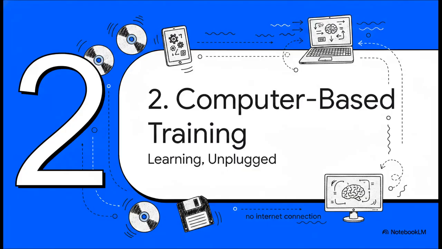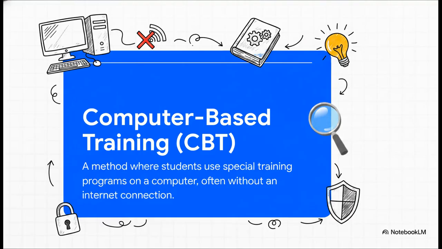Right, let's get into our first specific type, computer-based training, or CBT. I like to think of this as learning unplugged. For a lot of us, this was probably our first taste of digital learning. And the key thing to remember is that it often works without any internet connection at all. So the most crucial point here is that CBT is usually this self-contained offline experience. You get the software, you pop it on your computer, and you just work your way through it. It's all about learning that's completely independent of a network.